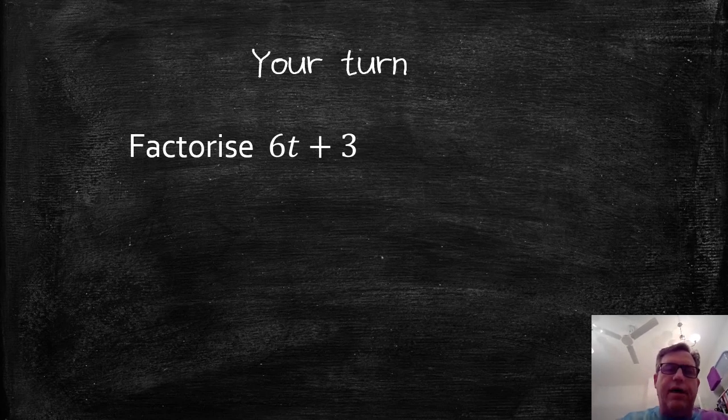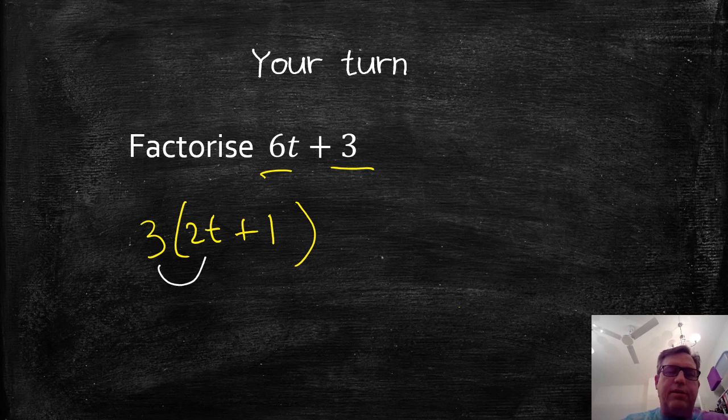Okay, so if we look for the highest common factor of 6 and 3, number-wise, their highest common factor is 3, and the 3 term doesn't have any letters, so the highest common factor is 3. 3 times what is 6t? It's 2t. 3 times what is 3? It's 1. If you check your brackets, 3 times 2t is 6t. 3 times 1 is 3.